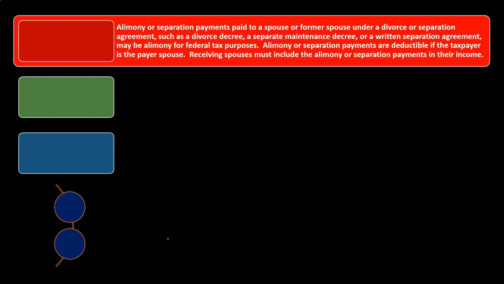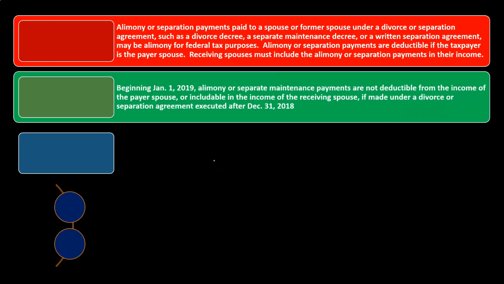Receiving spouses must include the alimony or separation payment in their income. So that's going to be the downside. Obviously, if the person that's paying it gets a deduction, then the person that received the income, just like normal transactions, the IRS is going to say, we want you to include it in income, and that's where the tax will be applied. Beginning January 1st, 2019, alimony or separate maintenance payments are not deductible from the income of the payer spouse or includable in the income of the receiving spouse if made under a divorce or separation agreement executed after December 2018.